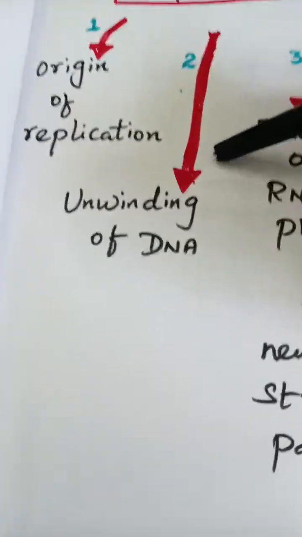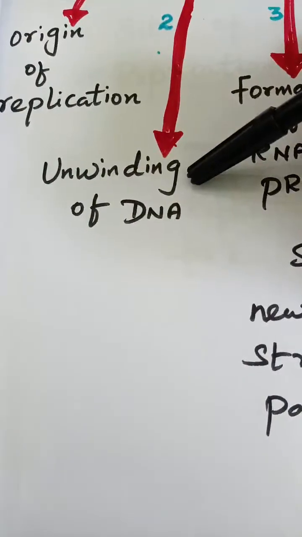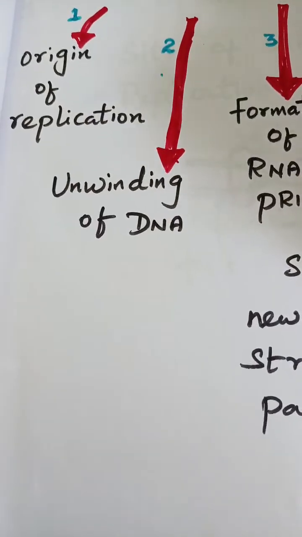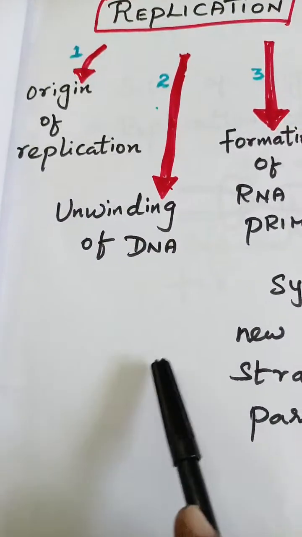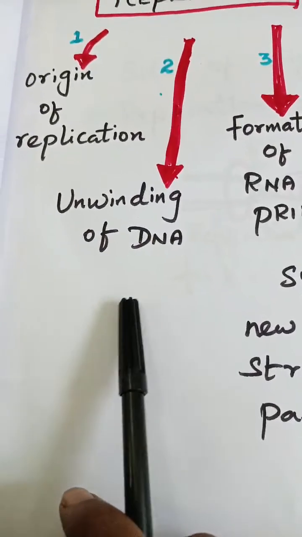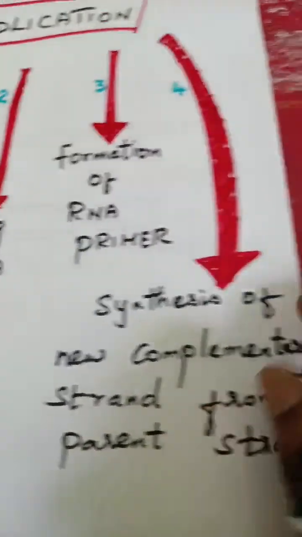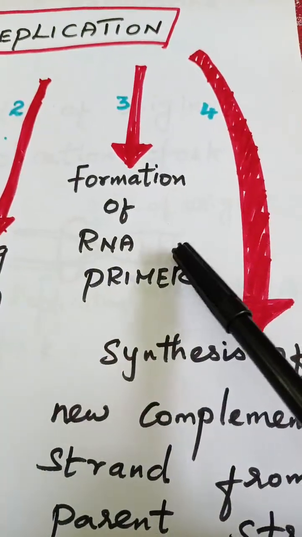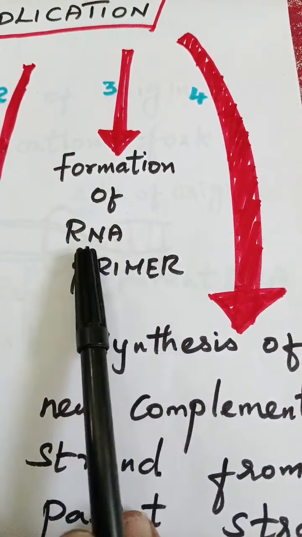And the second thing is, it has to do unwinding. Without unwinding the DNA molecule, it cannot produce the new daughter DNA strand. So unwinding means what? Separation. The double helical structure of DNA has to separate, then only it can produce another copy of DNA. So that is the unwinding of DNA. And the next thing is, it requires one molecule for this formation. That is the RNA primer. What do you mean by RNA? Have you heard about RNA?